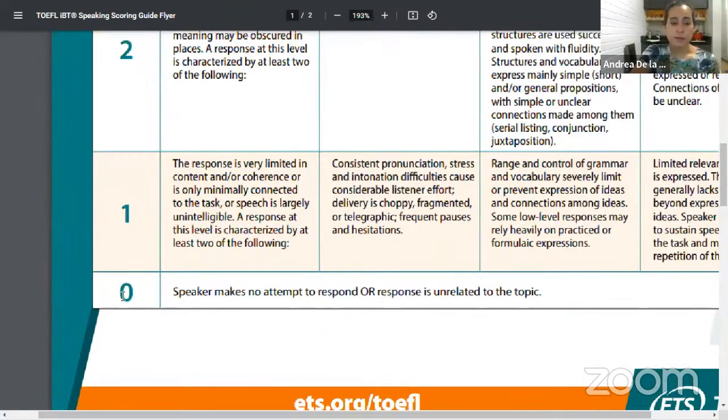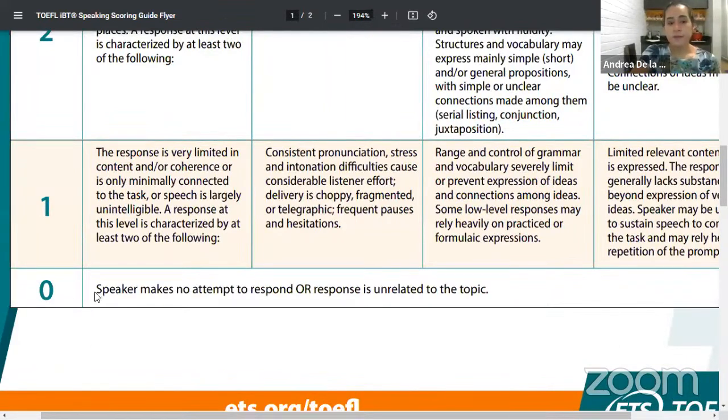You could actually even get a 0. You could get a 0 if the speaker makes no attempt to respond, so if you don't say anything, or if the response is unrelated to the topic. So you need to be really careful when reading the question, really careful with understanding the question well, because it happens sometimes that you read a question and you understand something else. Since you're nervous, you're a little rushed. So you need to be careful when reading the question, because if you misunderstand it and then talk about something else, you could even get a 0, even if you had a great response.